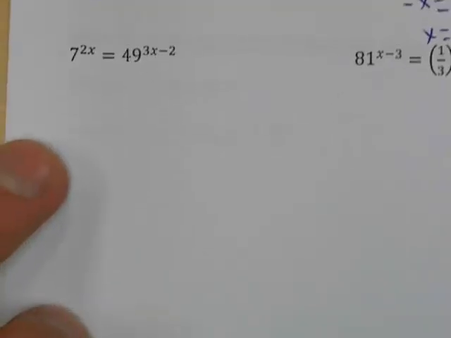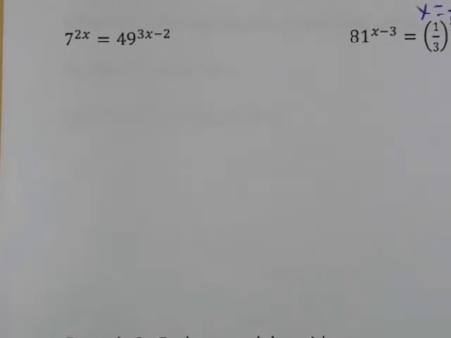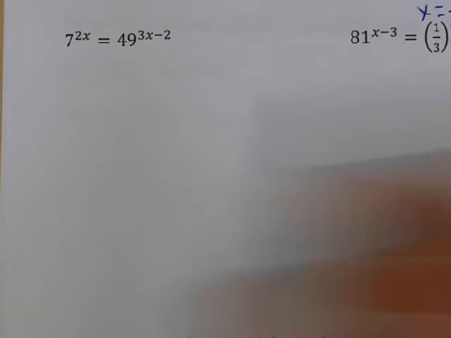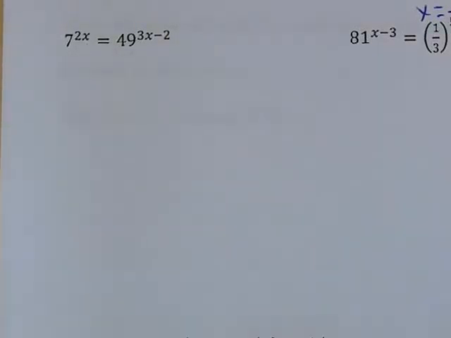All right, moving right along. Got a few more to go of this type. All right, next one, 7 to the 2x equals 49 to the 3x minus 2. So here we've got x in 2 spots, but that's okay. We'll combine them eventually. First thing we want to do is get our common base.